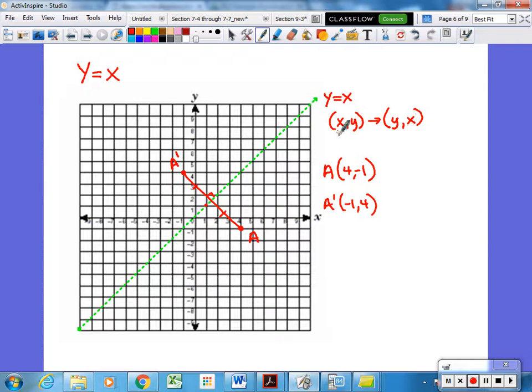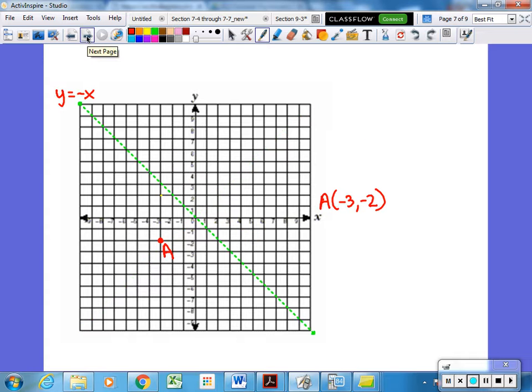So here's your original, and here's your reflected point for y equal to x. We had (4, -1). We reflected it. It now became (-1, 4). That will occur every single time for a y equals x reflection. Your y value becomes your x value. Your x value becomes your y value.